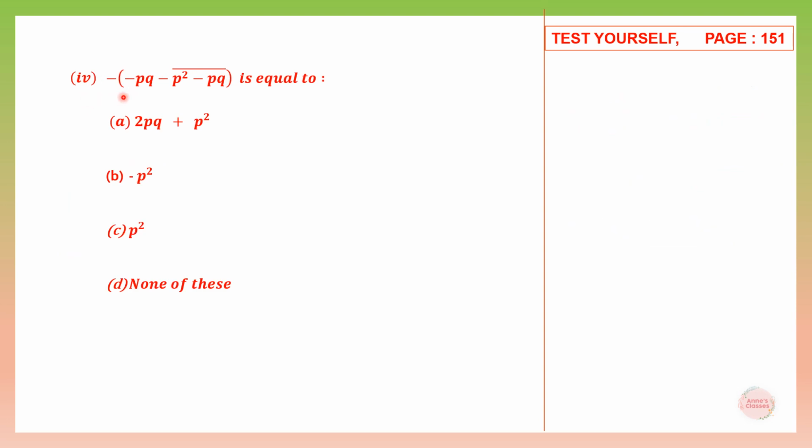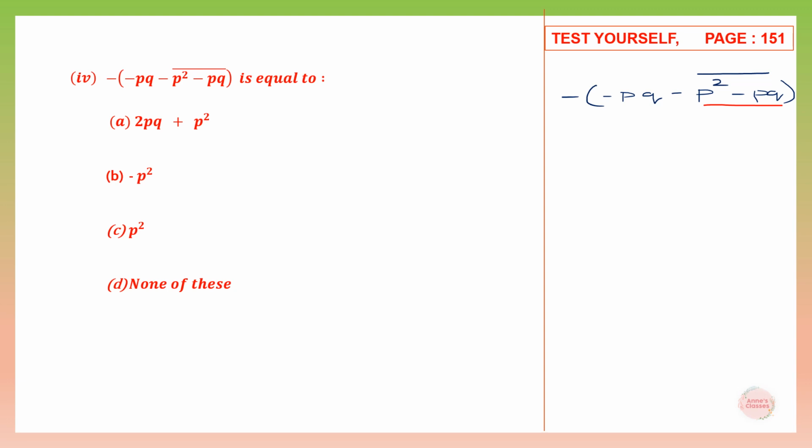Question 4. So let's work out this and see what that is equal to one of these options. So let's write that down. Minus into minus PQ minus P square minus PQ, and this is within bar brackets. Whenever you have an operation with brackets, remember bar bracket has to be done first. So we have to work this one first.